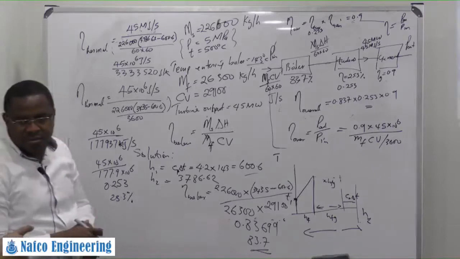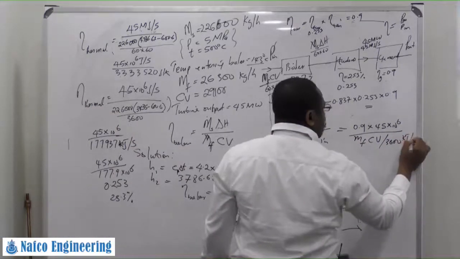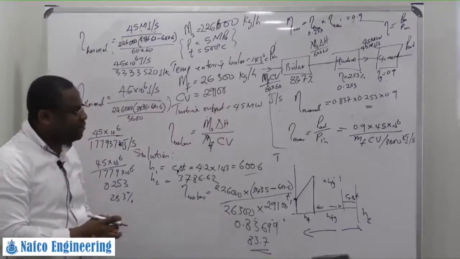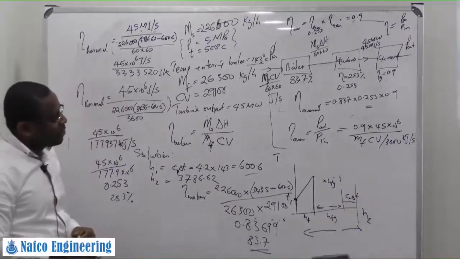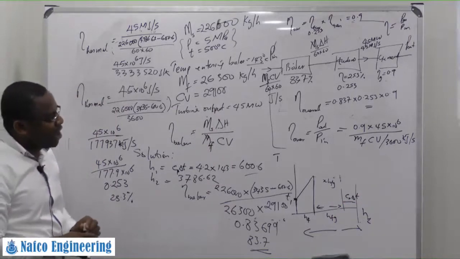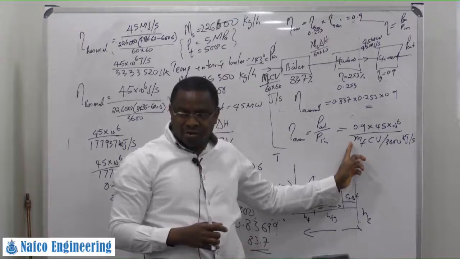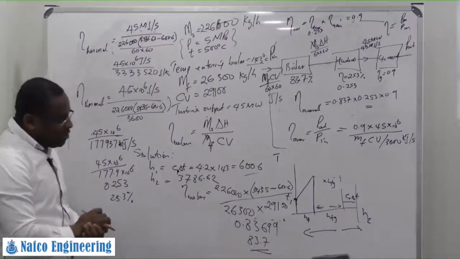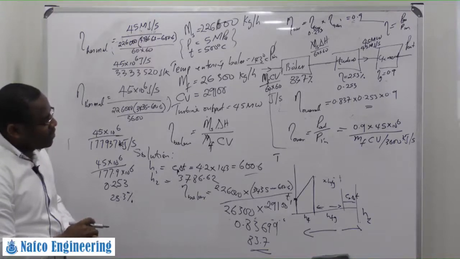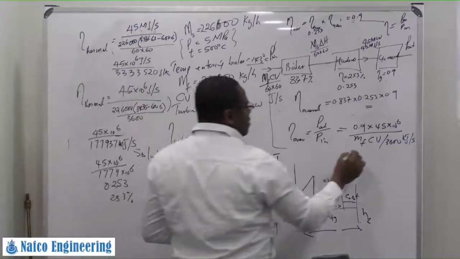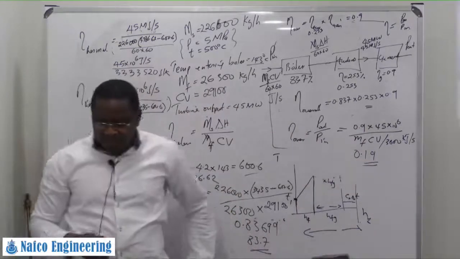Okay, so you get the same efficiency. And then that is also in kilojoule per second, so you must multiply by 1,000. Even the CV is in kilojoule per hour, that's how we divide by this. But this is in kilojoule, or kilogram per hour. CV is in kilojoule per hour. That's 0.19. Okay, 0.19. And that? Oh, okay. All right.